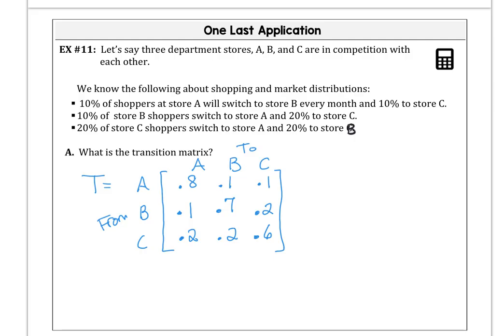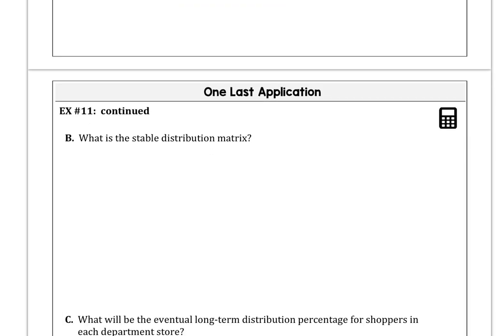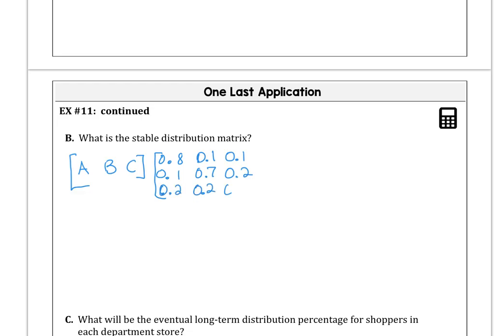What is the stable distribution matrix for part B? We've got A, B, C. We're going to multiply by 0.8, 0.1, 0.1, 0.1, 0.7, 0.2, 0.2, 0.2, 0.6, and that product has to give us A, B, C.